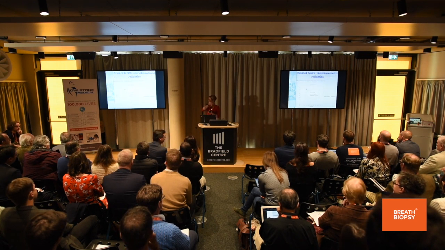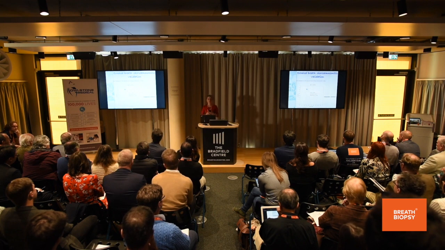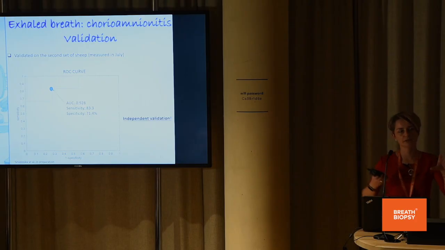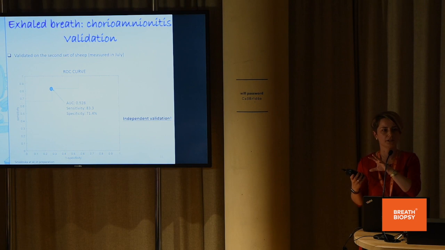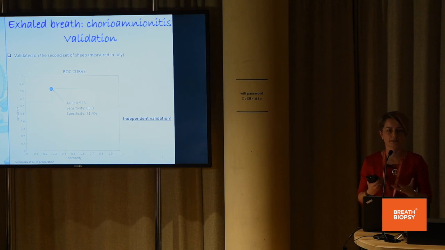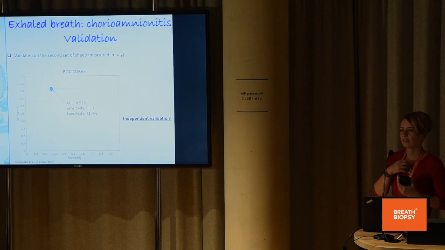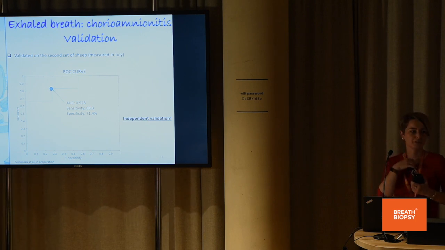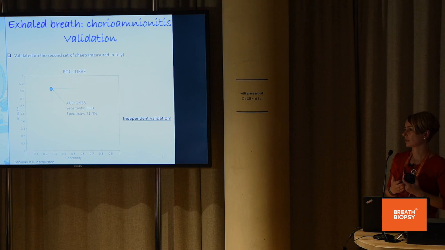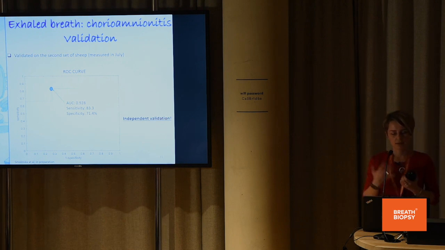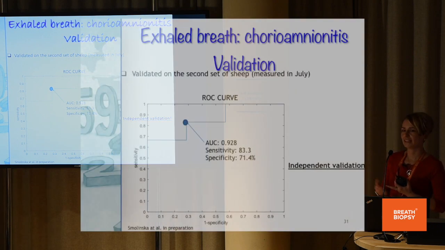And this is what you see here. This is the ROC curve that I made using those 19 compounds, but taking the animals sampled in July, so the samples taken 6 months later. So it is an independent validation. And to be honest, when I saw this, I was pretty happy because we have such a small sample size, and we could still validate it.